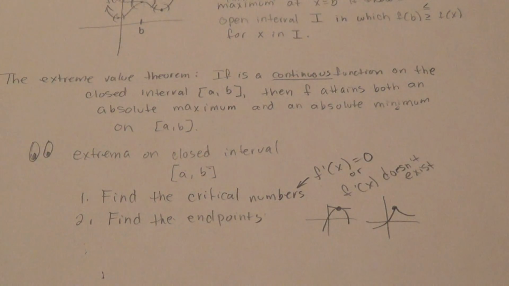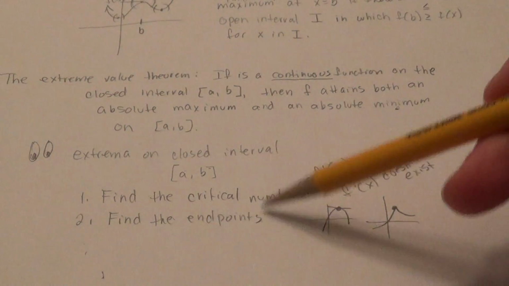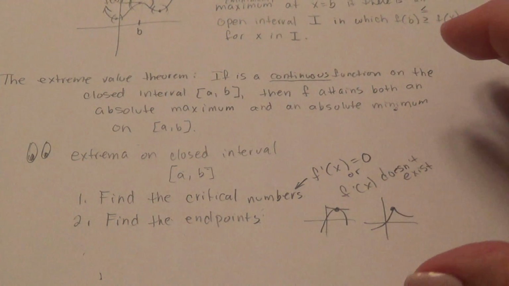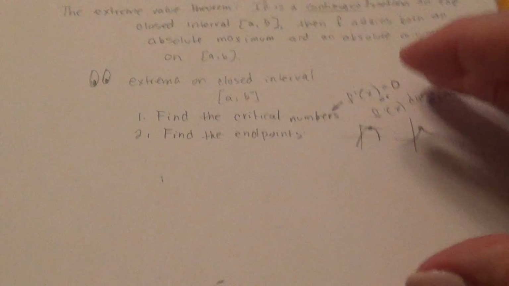So that's where we're going to look. There are 4 steps. I mentioned 4 before, but there's only really 2 spots that we're going to look, and that's where we're going to find our critical numbers and the endpoints. And I said that was the last thing.